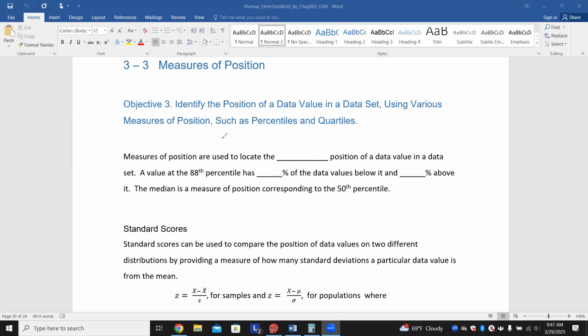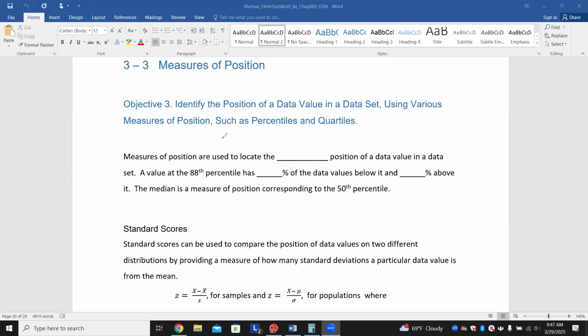Alrighty, in this video, we're going to talk about measures of position. Our third objective is to identify the position of a data value in a data set using various measures of position, such as percentiles and quartiles. This is the part that we saw in the calculator that I said I'd tell you more about later down the road. We've now made it later down the road.